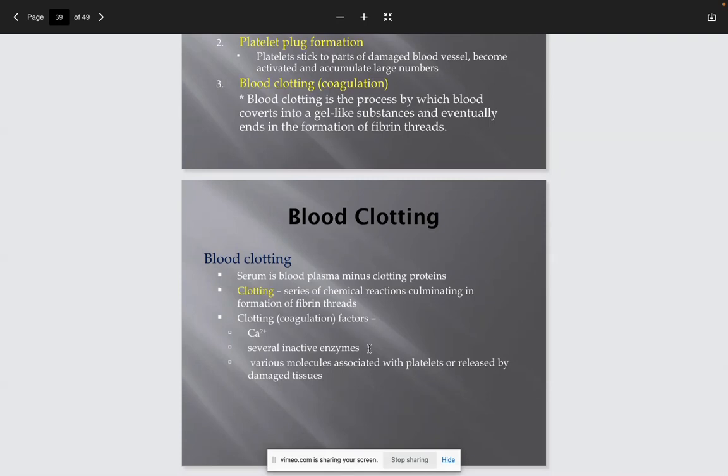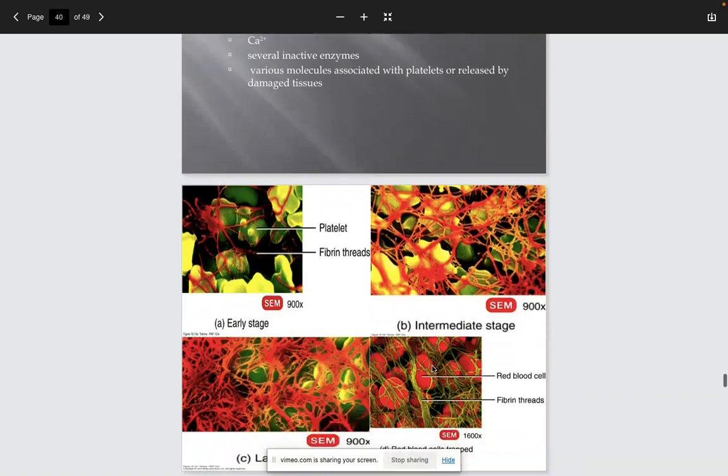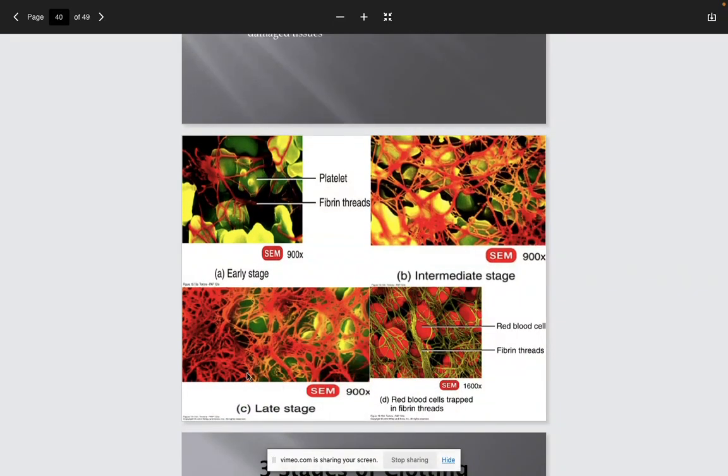So, blood clotting through the coagulation cascade. We'll first describe blood clotting. Clotting is a series of chemical reactions culminating in the formation of fibrin threads. There are several different enzymes or factors that are present. Calcium has to be present. There are several inactive enzymes that have to first become activated through this cascade. And you'll see here the formation of early clotting. As you can see in the intermediate stage, it becomes a little bit more complex. And then eventually here you can see this fiber meshwork. This is the red blood cell, and the whole purpose is to form this strong fiber meshwork.